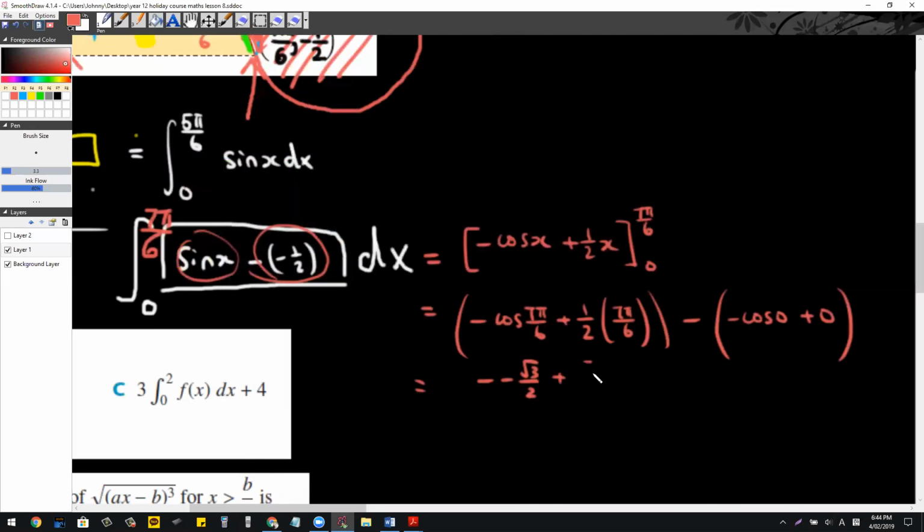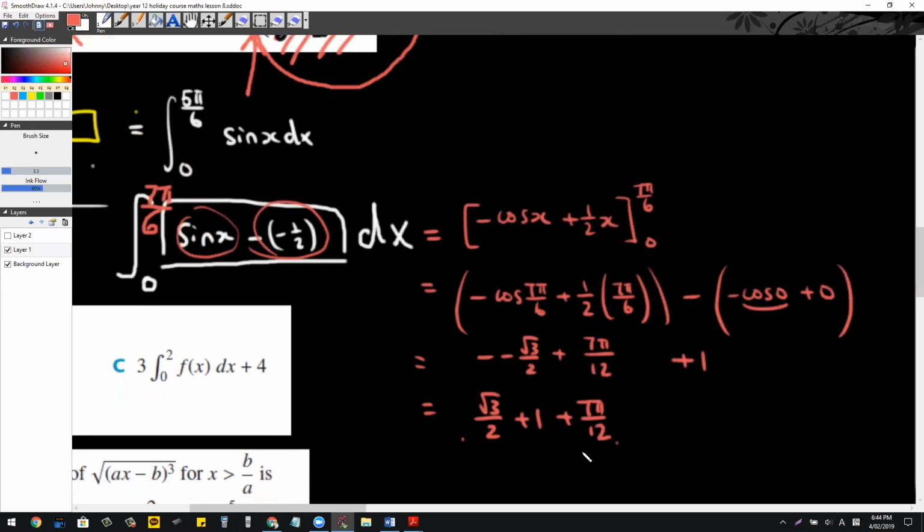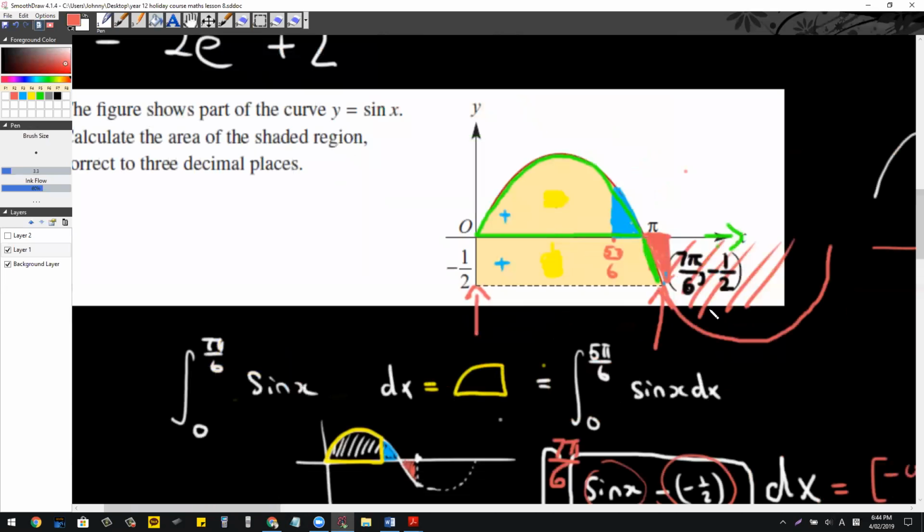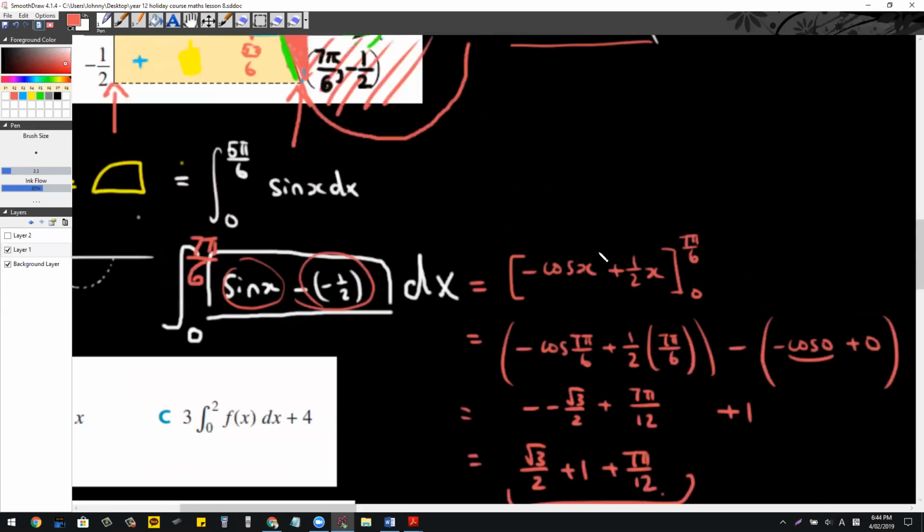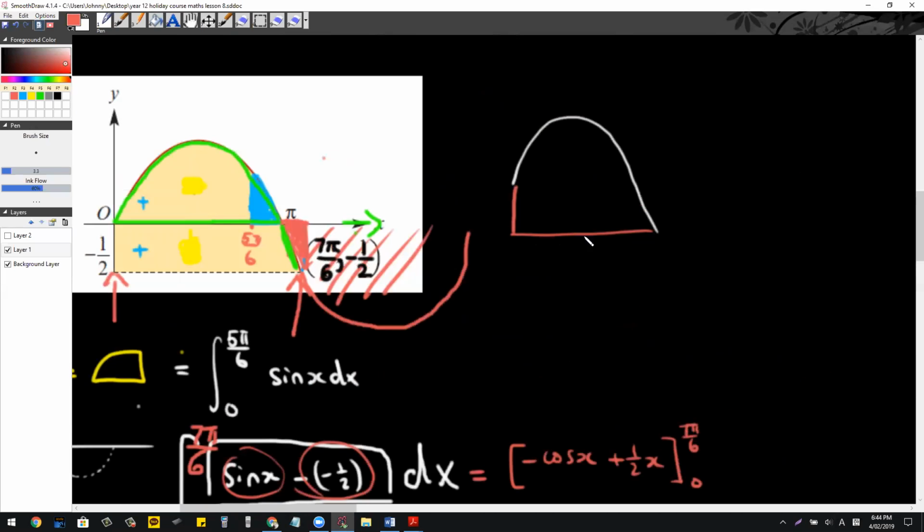And this one is 7 pi over 12. Cosine of 0 is 1, so that's plus 1. And this is root 3 on 2 plus 1 plus 7 pi over 12. So that's the answer for this one here. All right. Not too bad.